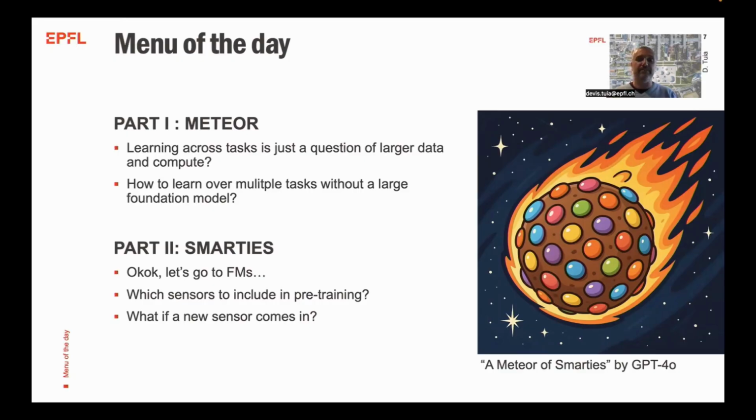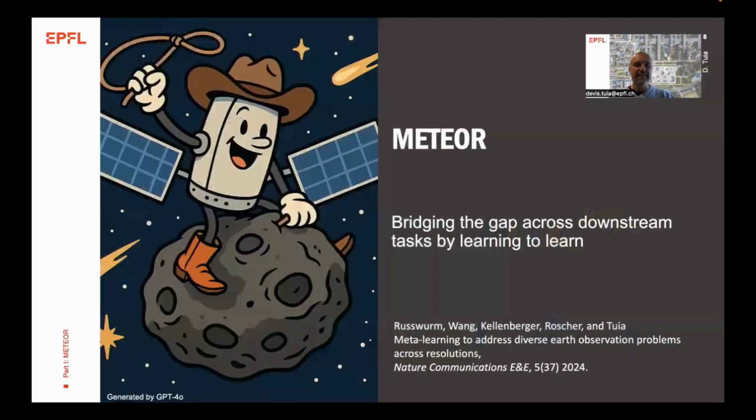And then the second part, which is called Smarties, is where we embrace the foundation model, and we will discuss a little bit how to do multi-sensor, multi-model pre-training, how to train that, and how to add new sensors if you are missing one. I've added a couple of pictures generated by GPT-4. I thought it was funny. So this is what GPT-4 thinks a Meteor of Smarties is. Okay, let's start with Meteor.